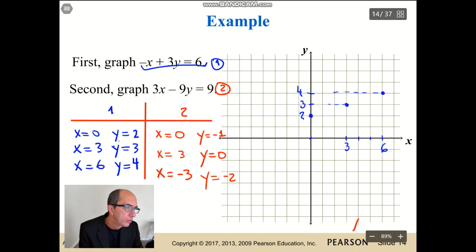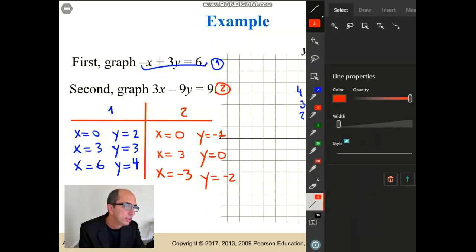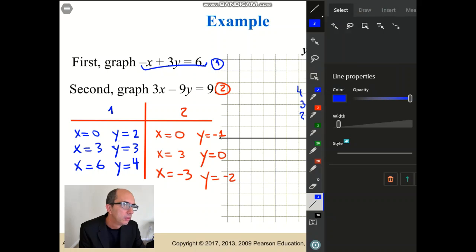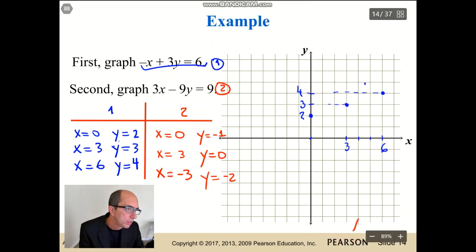Then you get the line. Draw the line, change color. Let's draw this line here, blue. Okay. And it's going to be something like that, right? Okay. Always remember to draw the arrows so you can visualize that this line goes all the way to infinity in both sides.